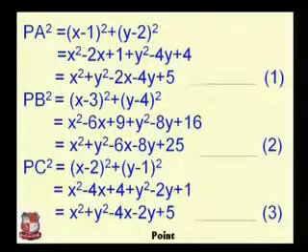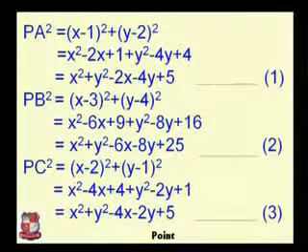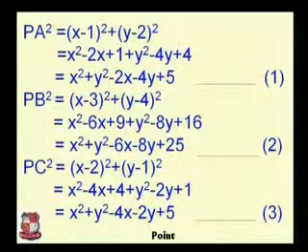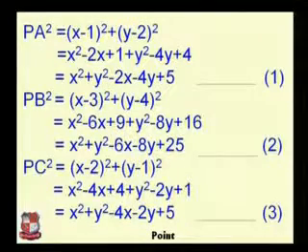So x square minus 6x plus 9 plus y square minus 8y plus 16. Now it is equivalent to x square plus y square minus 6x minus 8y. Now 9 plus 16 is equivalent to 25. So finally we have x square plus y square minus 6x minus 8y plus 25. We call this equation number 2.